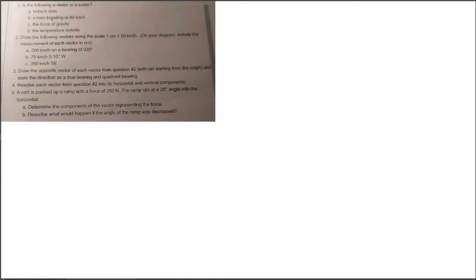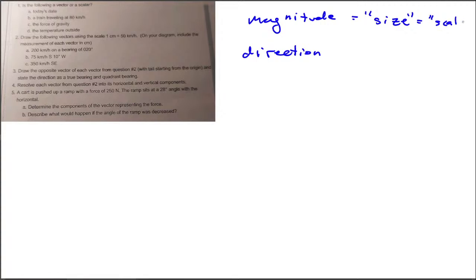Is the following a vector or a scalar? Okay, today's date. Vectors need two things. They need magnitude and they need direction. Magnitude is another name for, or synonymous with, size or scale. And for scalar, you can actually see the word scale. It only has size. So I would say today's date is just a number, and I would call that a scalar. It doesn't have a direction.